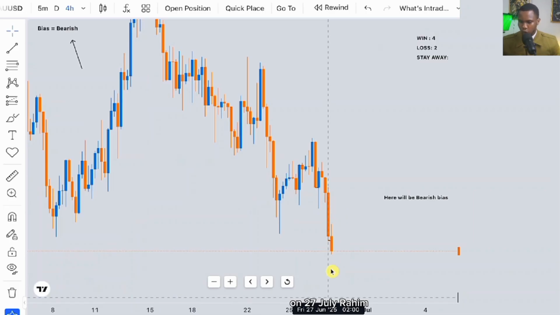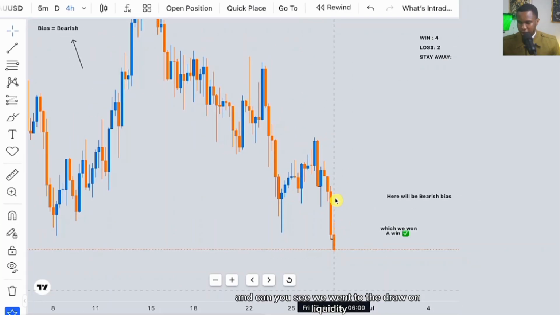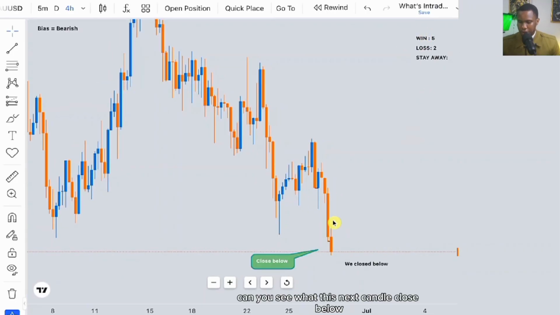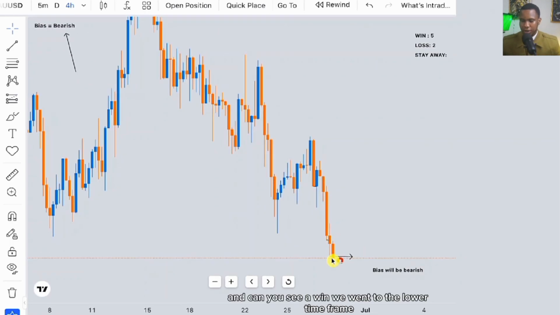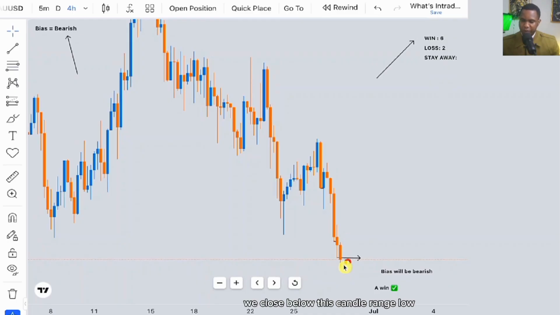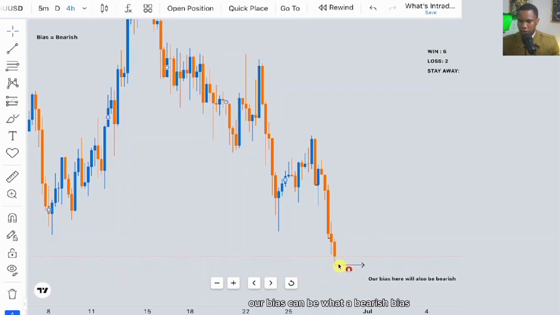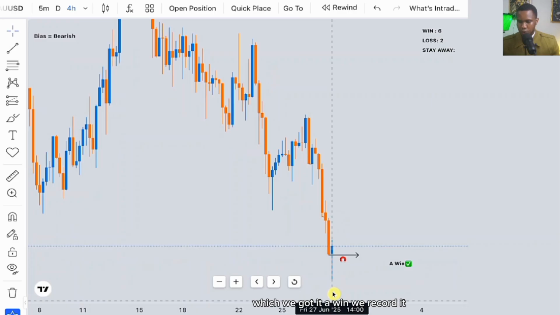On 27 July right here, our bias was a bearish bias. Why? Tell me in the comment section. And can you see we went to the draw on liquidity, which is a win. We record it. Can you see this next candle closed below this candle range low right here? We want to be drawn towards this draw on liquidity. Let's see. And can you see a win? Went to the lower time frame, trade towards this draw on liquidity. For this right here, we close below this candle range low. Our bias can be a bearish bias, which we got, a win.